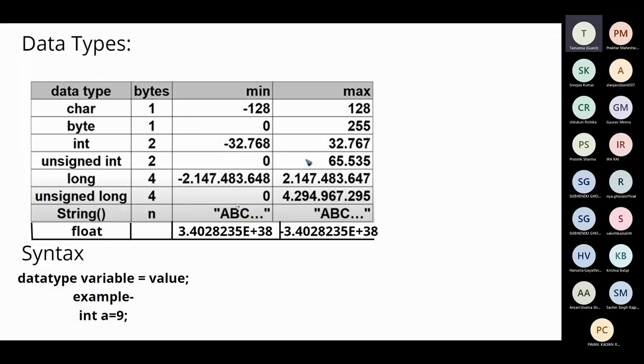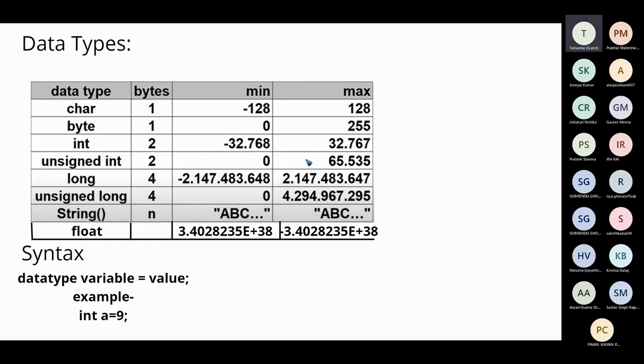Now we'll look at the data types. The data types specify which kind of data you want to store in a variable. I guess everyone might be very familiar with it. Like the int data type, it takes space of 2 bytes and it can store a number between -32,768 to +32,767. Then there's unsigned int. It's just like int, but it can't store negative values.